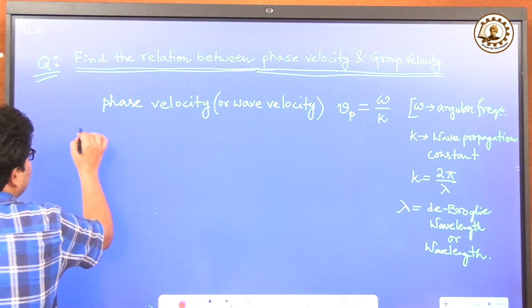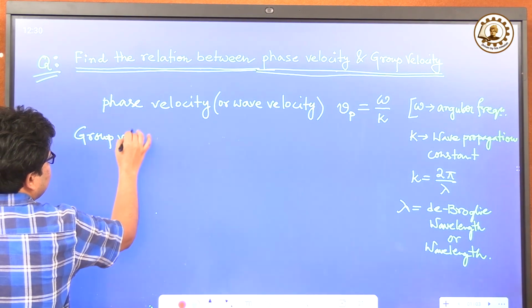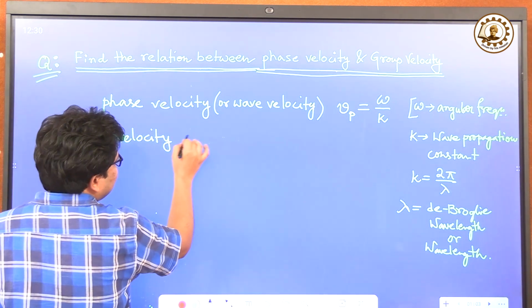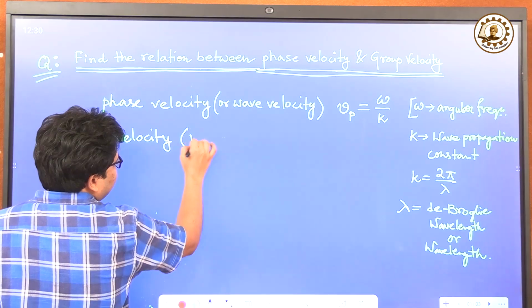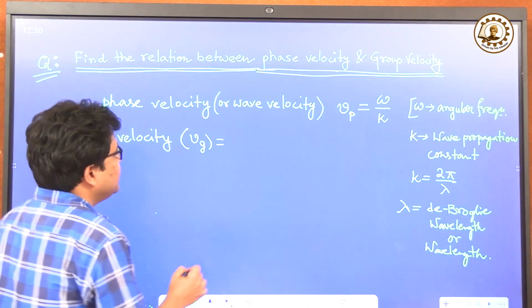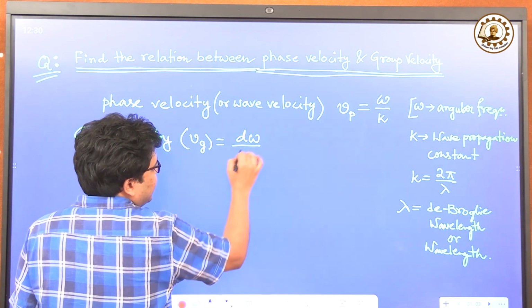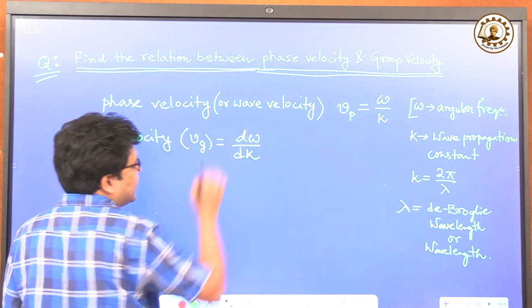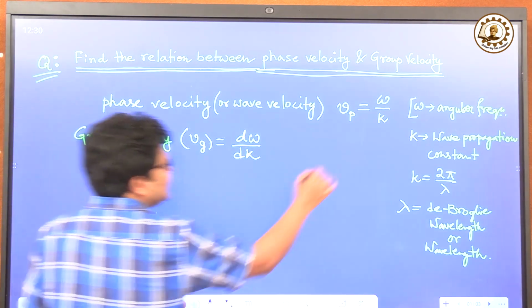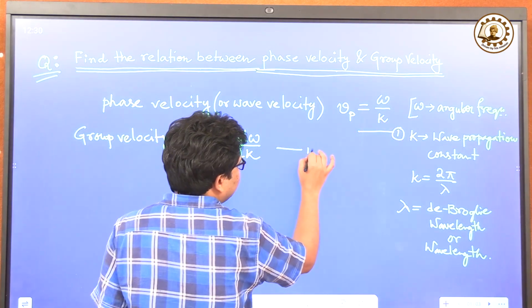Now what about group velocity? Group velocity is denoted by Vg. G stands for group. Its mathematical definition is d omega by dk. So this is our equation number 1 and this is our equation number 2.